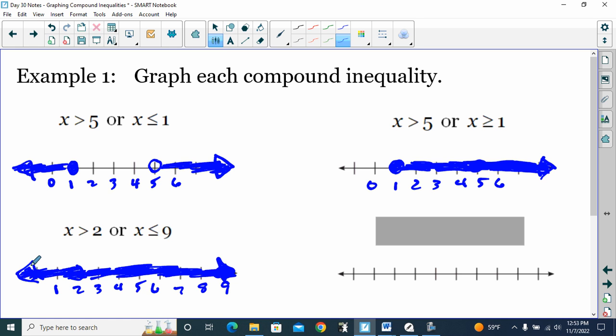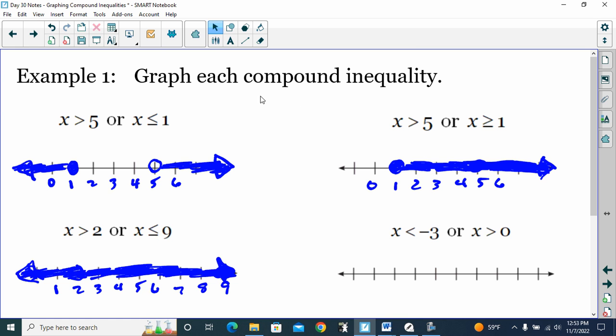Notice I wind up with my entire number line shaded in this time. We could say all real solutions. Every number, if you think about it logically, every single number is either bigger than 2 or smaller than 9.